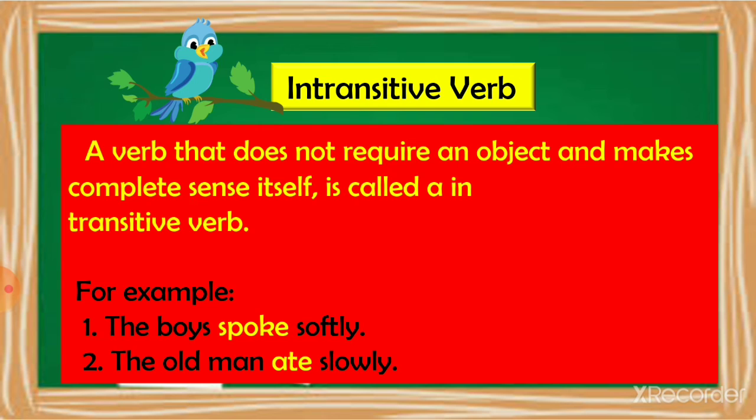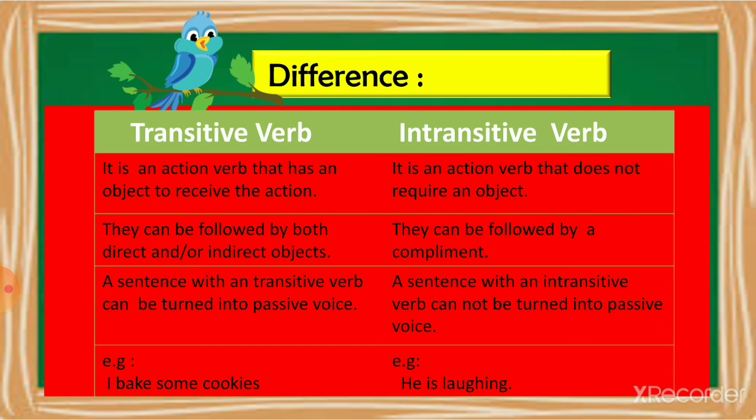Intransitive verbs. A verb that does not require an object and makes complete sense is called an intransitive verb, right? So such verbs which do not require any type of object to make a complete sense, and they make sense by themselves, are called intransitive verbs. For example, the boy spoke softly, the old man ate slowly, right? So here spoke and ate do not need any object to complete the sense, and hence these are examples of intransitive verbs.